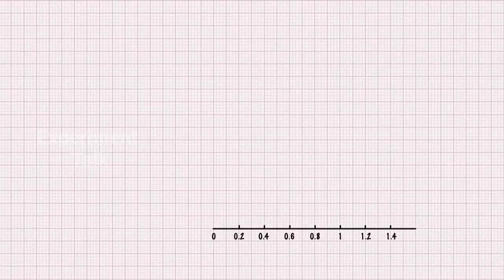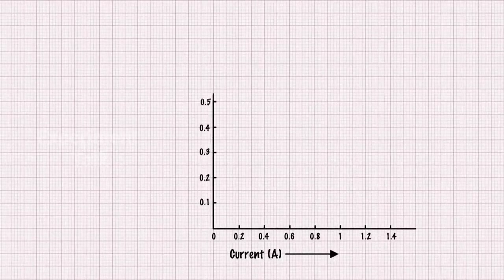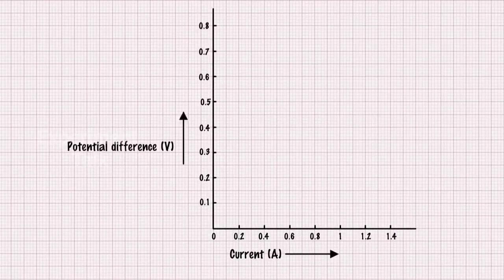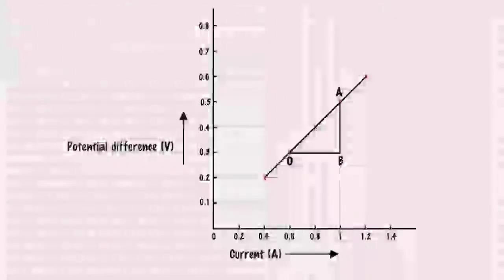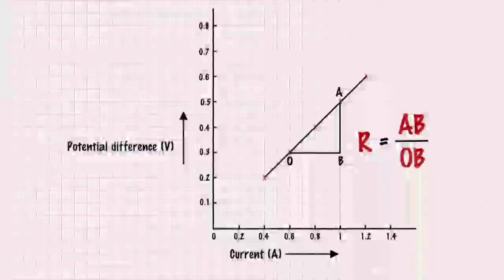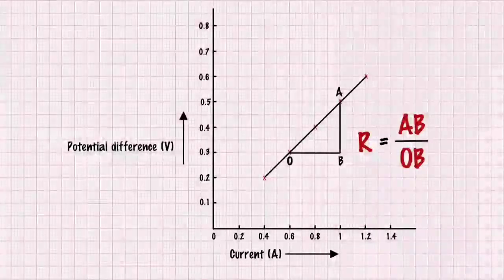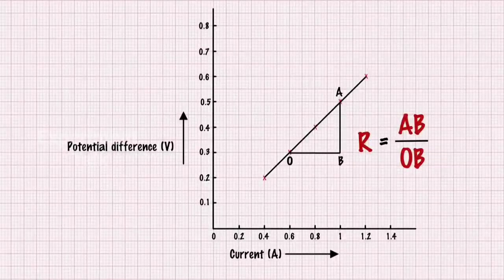A graph is drawn with I along the x-axis and V along the y-axis. The graph is a straight line. This also verifies Ohm's law. The slope of the graph will give the resistance of the wire. Note the values of OB and AB, then calculate the value of R as AB by OB, which gives the value of unknown resistance.